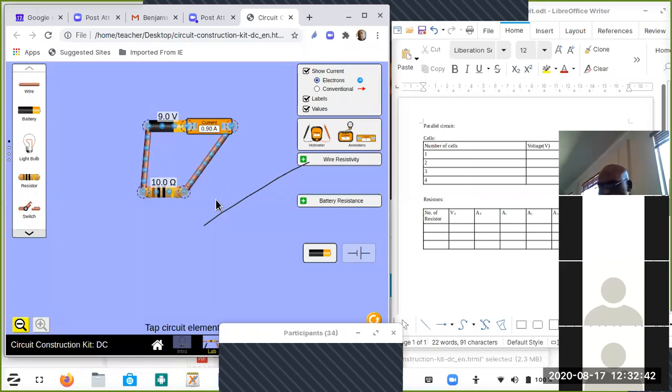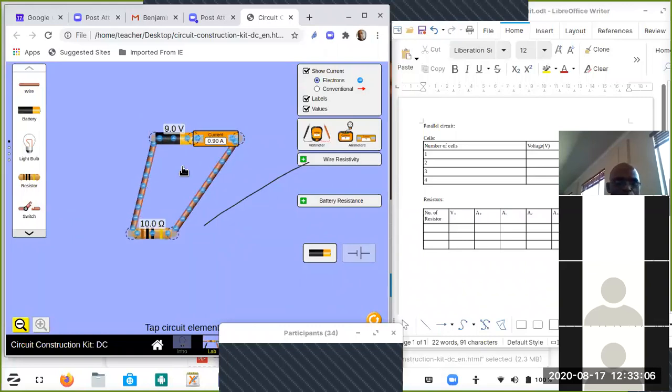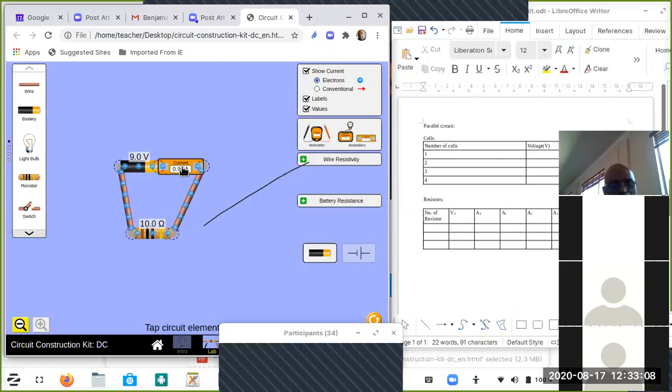How much current is flowing through the circuit? 0.9. Thank you so much. So may you then write it down somewhere. We are going to make some comparisons as we move, right? So the current there is 0.9. That's the current that is flowing through the circuit. The voltage is 9 volts.